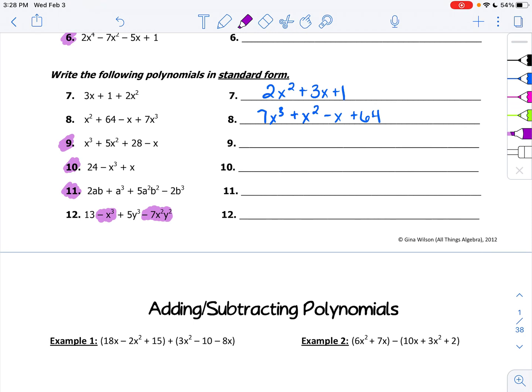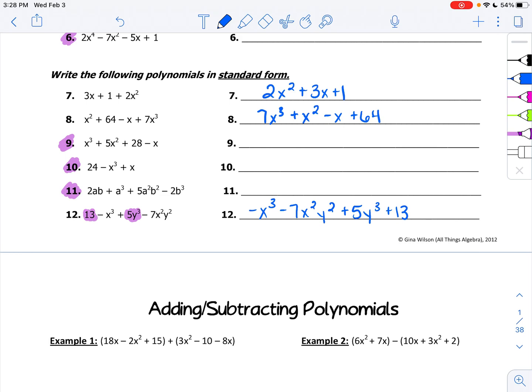Now, to know which one of these comes first, we then want to look at our highest exponent. The negative x to the third has our highest exponent. So that's going to come first. And then minus 7x squared y squared. Now we look at our terms we have left. We have 13 and 5y cubed. The 5y cubed would come next, and then plus 13. Again, recognizing that your constant is last.